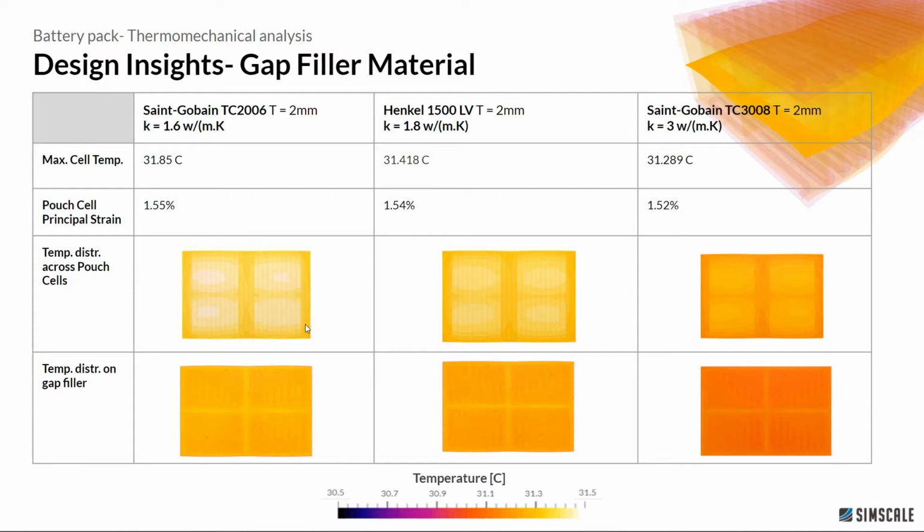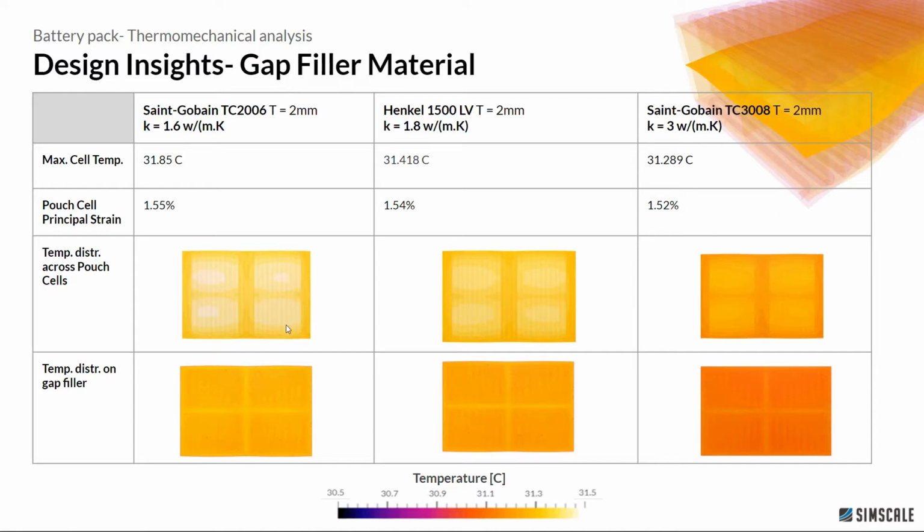Obviously, we have to have some kind of cooling capacity. We have to have some kind of gap filler material, and then SimScale allows us to actually optimize that selection. So we see a decreasing maximum cell temperature, decreasing pouch cell principal strain, which is an indication of the actual volumetric swelling of those cells.